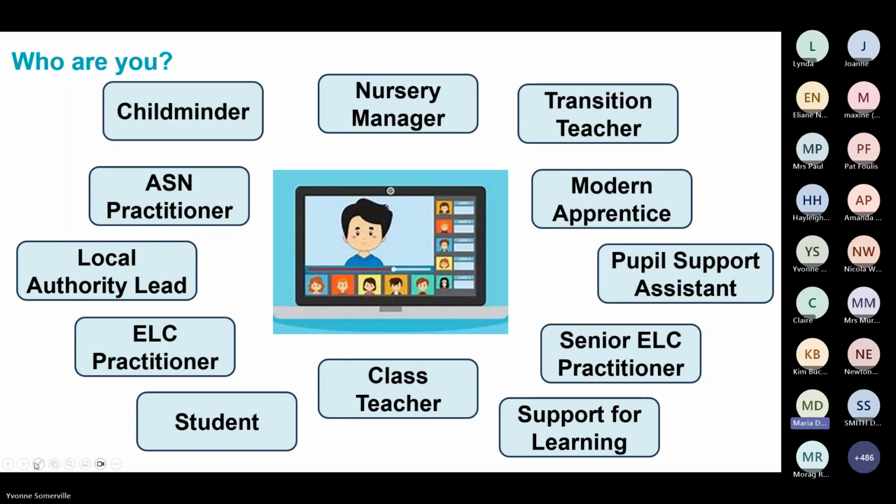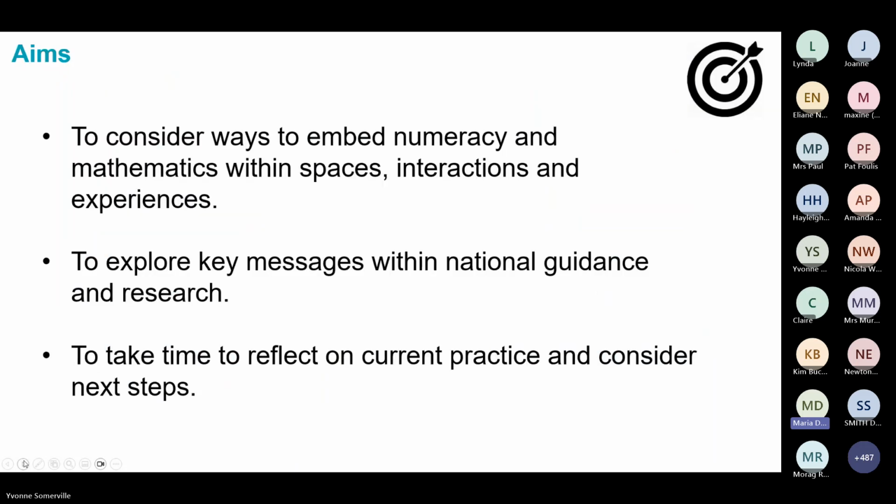We're just going to share the aims with you now, and we've got three main aims that we're looking to try and achieve tonight. Initially, what we want to think about is the spaces, interactions and experiences and how we ensure that they are numeracy rich. And by making small tweaks and small additions, how can we ensure that those spaces, interactions and experiences are indeed numeracy rich.